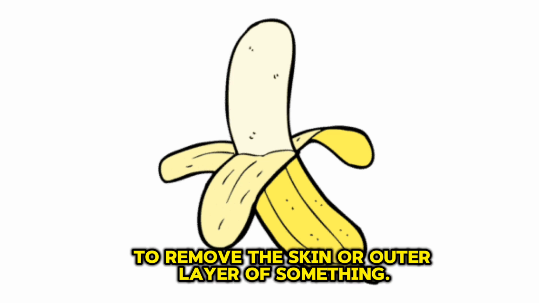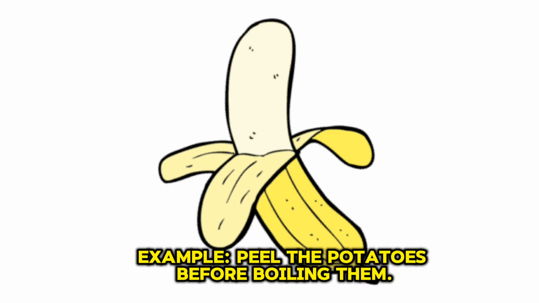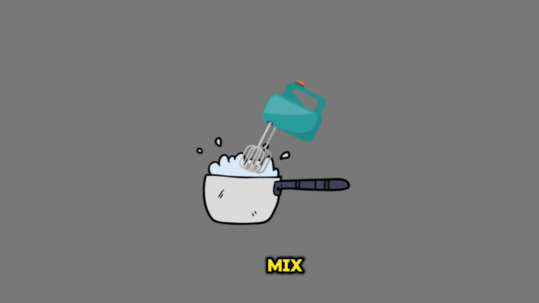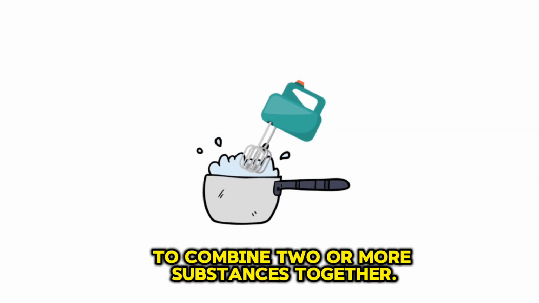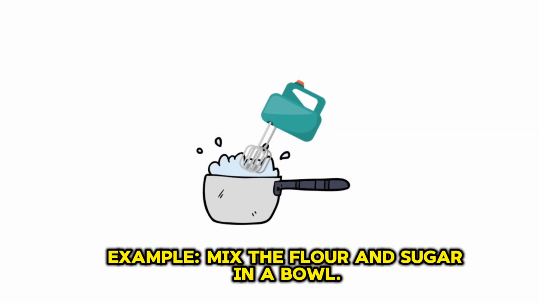Peel, to remove the skin or outer layer of something. Example, peel the potatoes before boiling them. Mix, to combine two or more substances together. Example, mix the flour and sugar in a bowl.